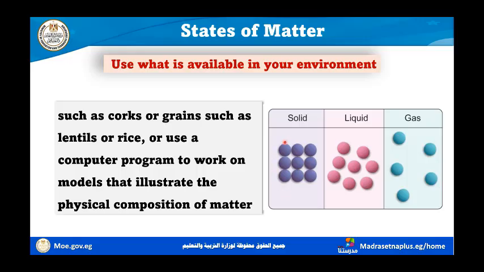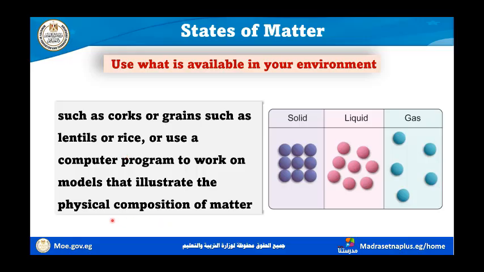So try to put them very close to each other to make a solid state, and some other grains a little away from each other to resemble the liquid state of matter, and some other lentils very, very far from each other to resemble the gaseous state. And so by this way you have made a model for the solid state, the liquid state, and the gaseous state using very simple tools from our environment like lentils or rice.